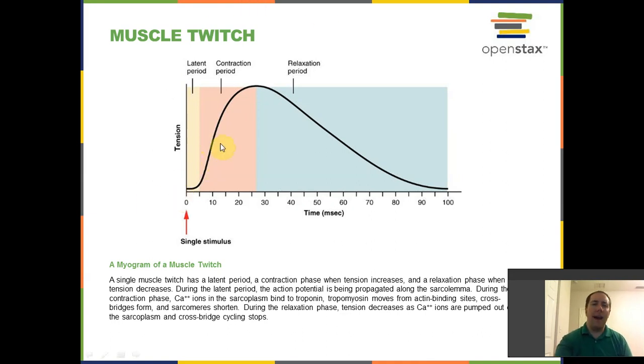Now, it contracts very, very quickly because that calcium just floods out of the sarcoplasmic reticulum into the muscle, binds the troponin, and the contraction happens. The relaxation period takes much longer than the contraction period. Why do you think that is?